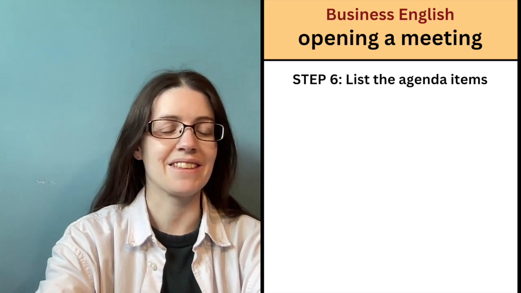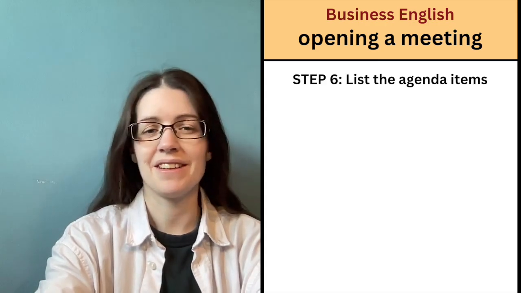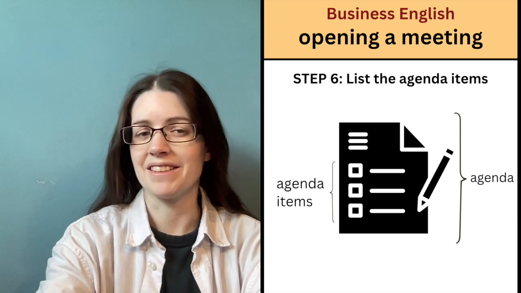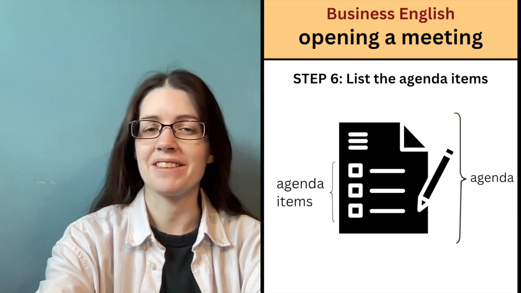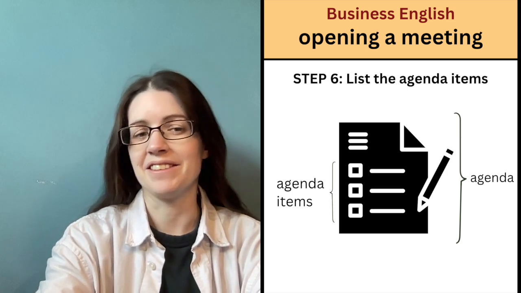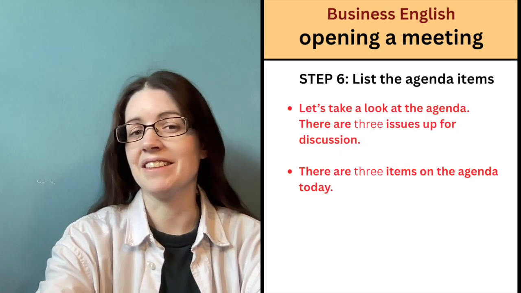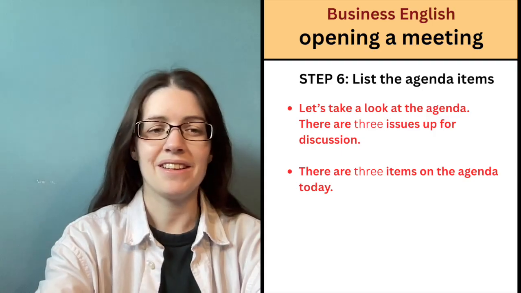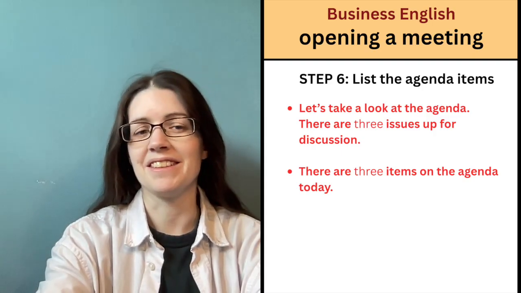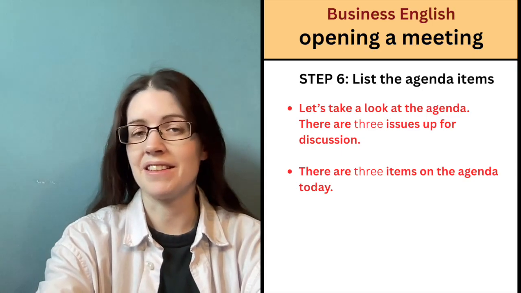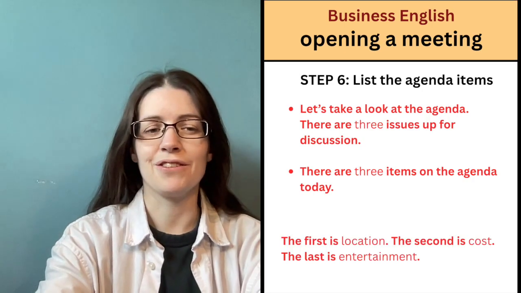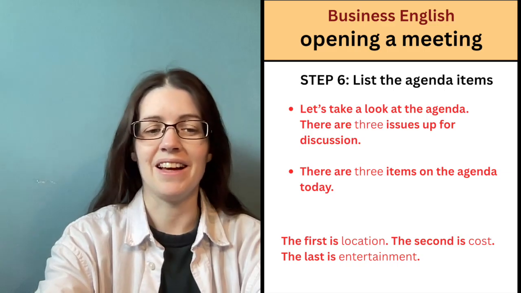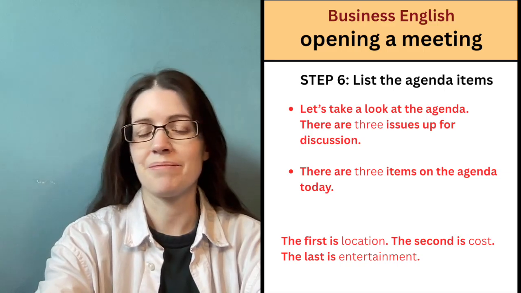Next, number 6, listing the agenda items. Meetings usually have an agenda, a list of topics to be discussed. Each of these topics is called an agenda item. Let's take a look at the agenda. There are 3 issues up for discussion, or there are 3 items on the agenda today. Then you can say the agenda items. The first is location, the second is cost, and the last is entertainment.